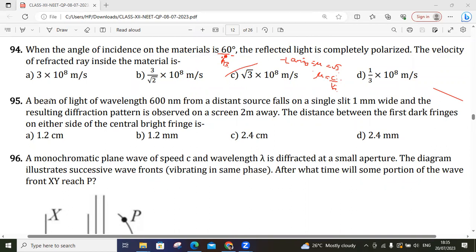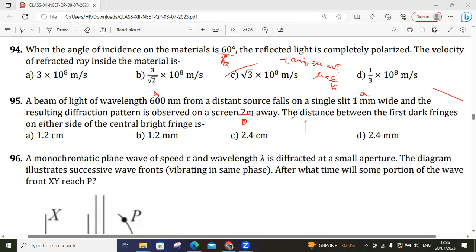And 95th. A beam of light of wavelength 600 nanometer from a distant source falls on a single slit 1 mm wide. So this is lambda, and the single slit width is a. The resulting diffraction is observed on a screen 2 meter away, this is capital D. The distance between the first dark fringes on either side of the central bright fringe is, okay, this is a direct question.